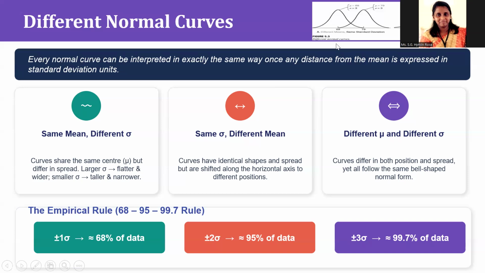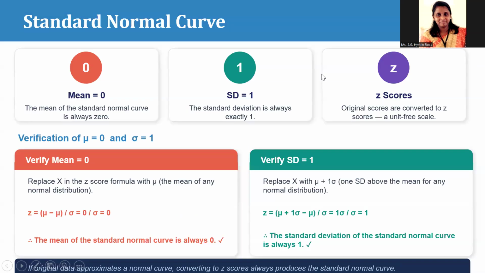So here it represents you have 3 and 2. Same standard deviation, different mean. The bell-shaped curve will have the same structure, but it differs only in position. So the standard normal curve is defined as the special case of the normal distribution with mean mu equal to 0 and standard deviation sigma equal to 1.